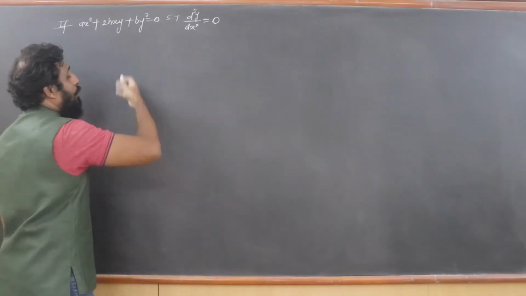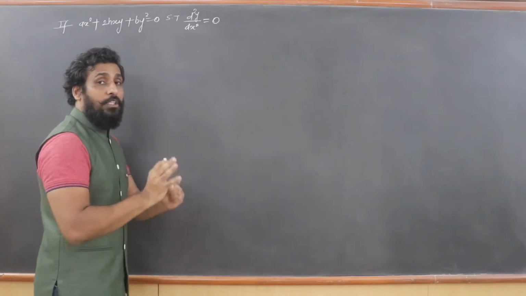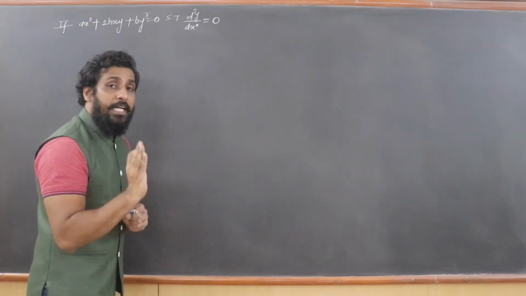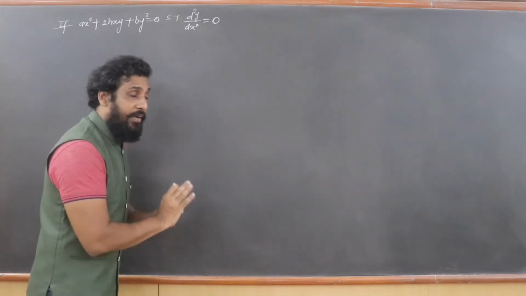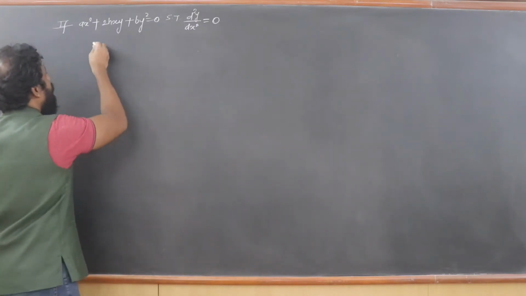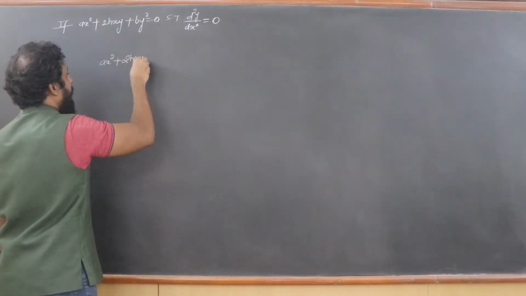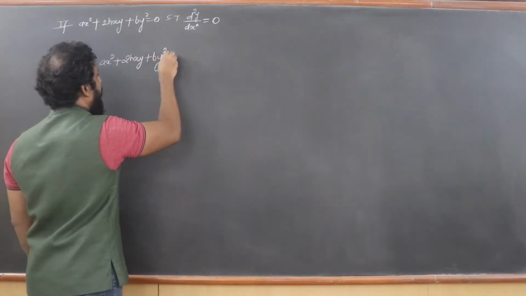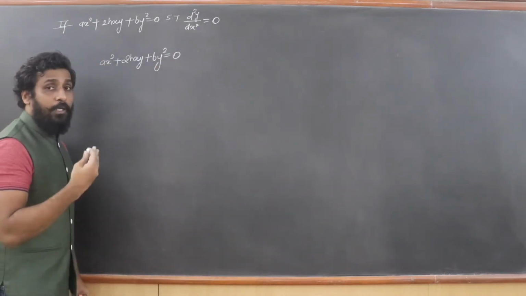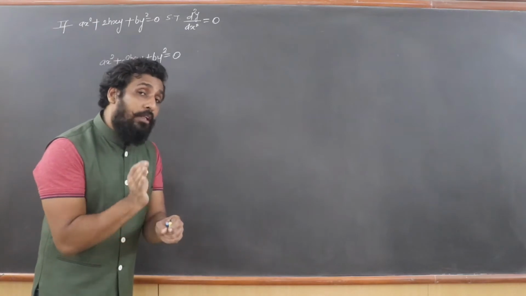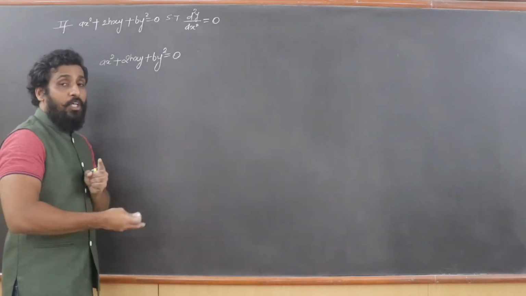So take this equation and simply differentiate it. You already know how to differentiate implicit functions. Make sure that you have already watched all my previous lectures on derivatives. Now let's begin here. So I have ax square plus 2hxy plus by square equal to 0. I'm going to differentiate this entirely with respect to x. Now I know y is already a function of x.